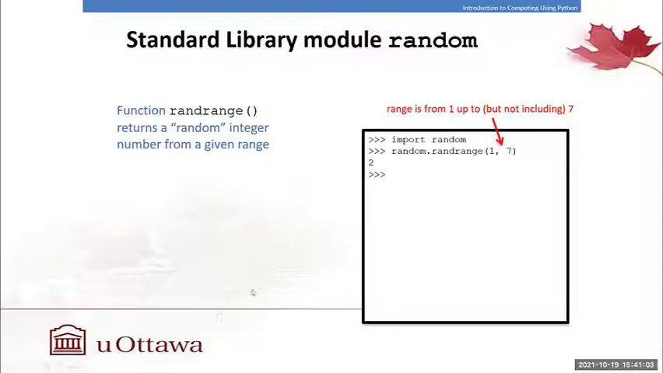Remember with the math library, whenever I would like to call a function from it, we reference the library first. So random dot, then the function name, which is randrange 1 to 7. What does that mean? I'm going to return a number that will be randomly, or pseudo-randomly, generated between 1 and 7, and 7 is not included. As you can see, it gives me 2.